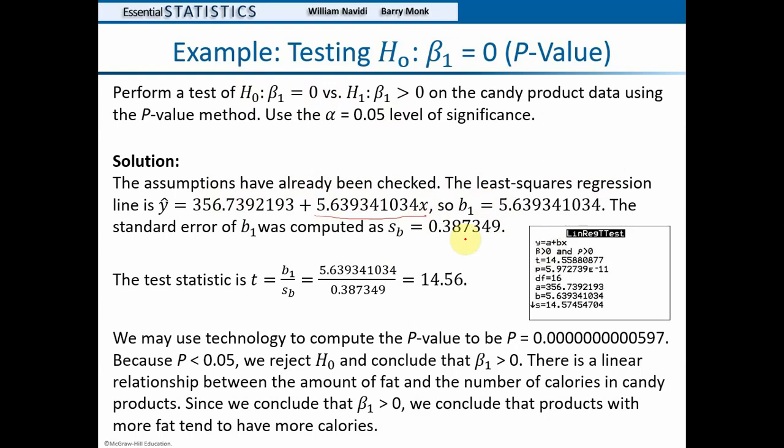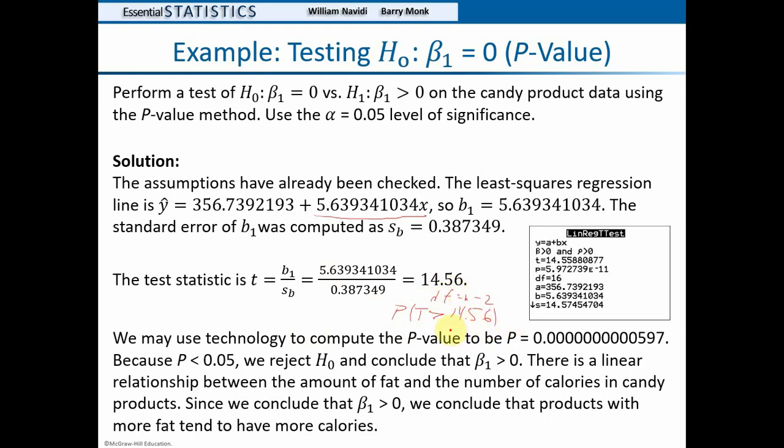There's our standard error of B1, S sub B1, over this. This is our test statistic. So we have a 14.56 test statistic. And then we could go through and find the t-value, the t based on n minus 2 degrees of freedom. So what's the probability of t greater than 14.56 with df equal n minus 2?